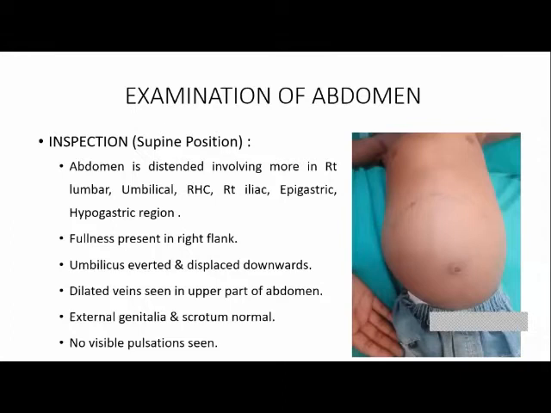There are dilated veins seen in the upper part of the abdomen. Examination of external genitalia and the scrotum appears to be normal. No visible pulsations seen.